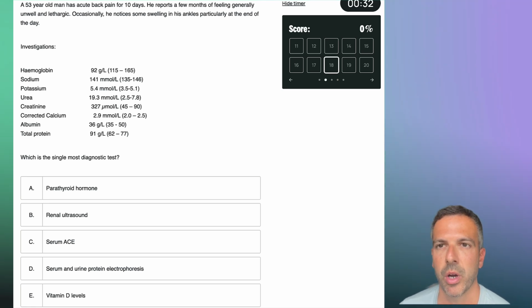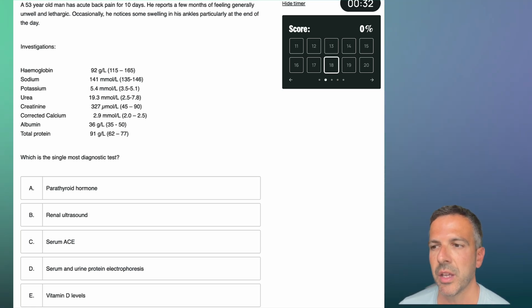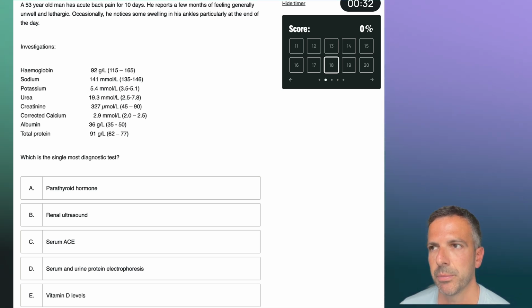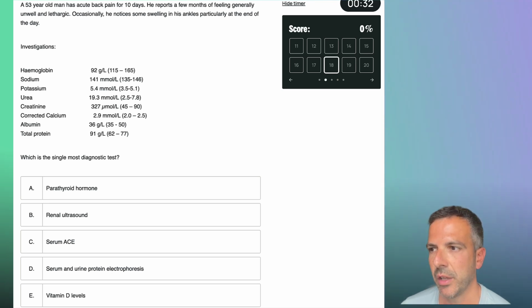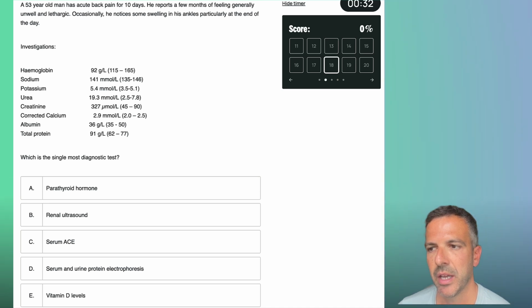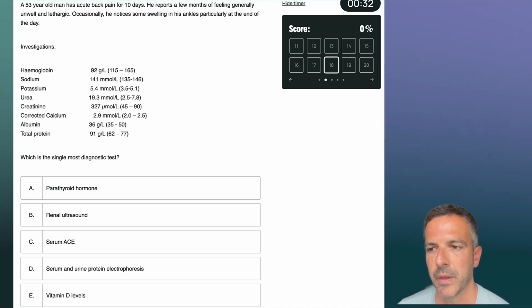Now, this question requires two-stage thinking. You need to think about what the diagnosis is, but not just that. You should also then think about the best diagnostic test. So let's focus on what key points and objective findings the question tells us. It tells us the patient has back pain, lethargy, AKI, hypercalcemia, and a slightly low hemoglobin.